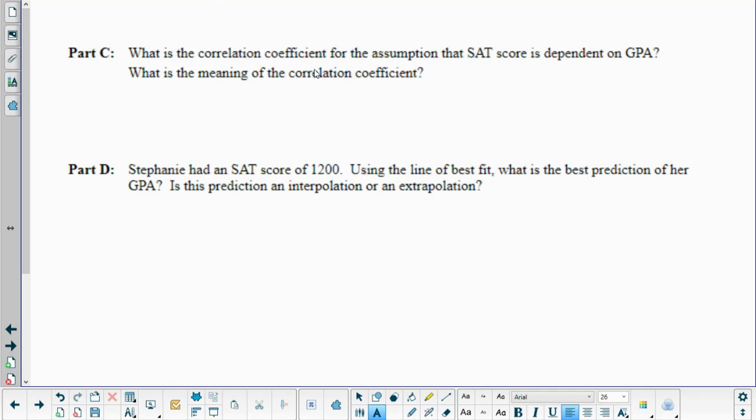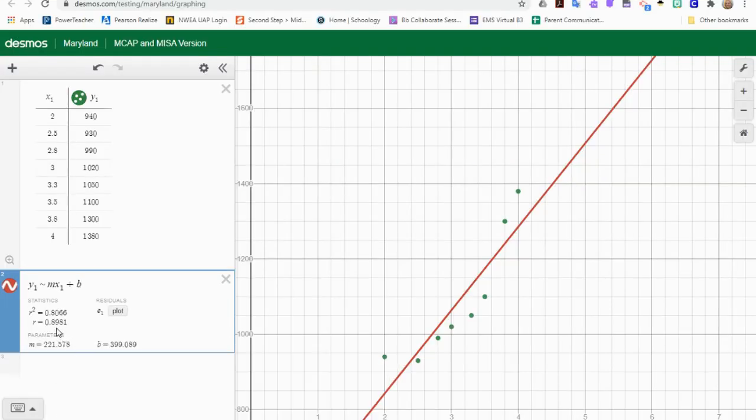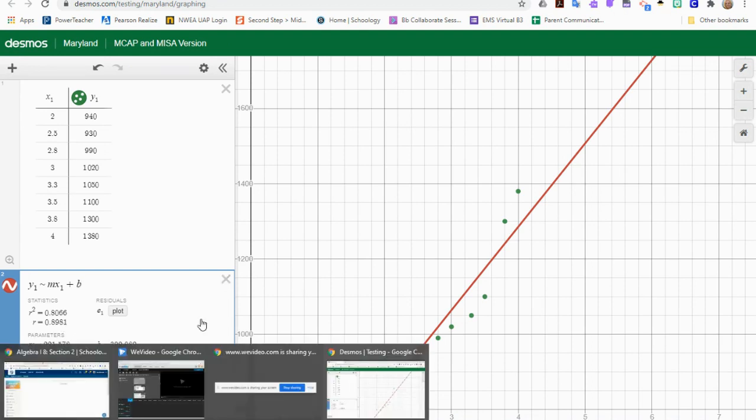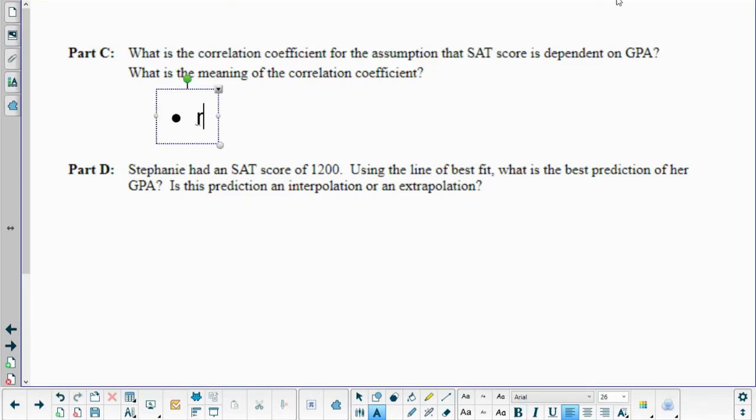It says, what is the correlation coefficient? So if you look at the graphing thing that we just did, our R value is 0.8981. Okay. So let's go ahead and type that in there. R equals 0.8981. Okay. Now remember our scale. Anything that's really close to 1 is going to be a strong positive. If it's close to 0, it has no correlation. If it is close to -1, it has a strong negative correlation.